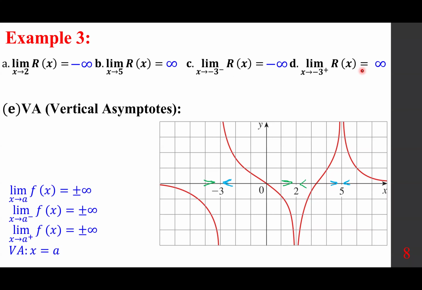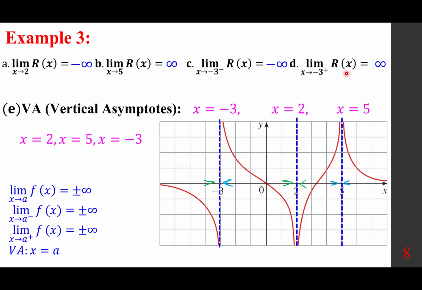But no matter what, according to the definition of a VA, which says if the limit of f of x when x approaches a, either way from the left or right, is either infinity or negative infinity, then x equals a. So in this case, x equals 2. In this case, x equals 5. In these two cases, they are referred to as VA, vertical asymptotes. So it's pretty straightforward, everybody.